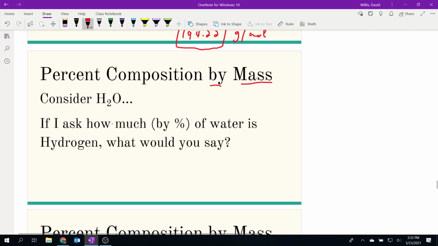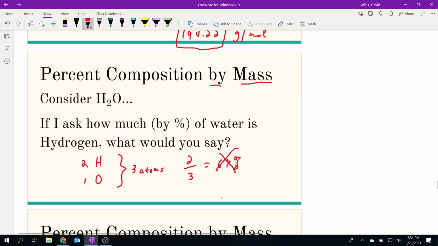So if I ask you how much by percent of water is hydrogen, what would you say? Many students would look and say, hey, H2O, there are 2 atoms of hydrogen, 1 atom of oxygen, that is a grand total of 3 atoms per molecule, and 2 of them are hydrogen, 2 out of 3, and so you say about 67%. Okay, and so that would be what many people would say, and here's what I'm going to tell you.